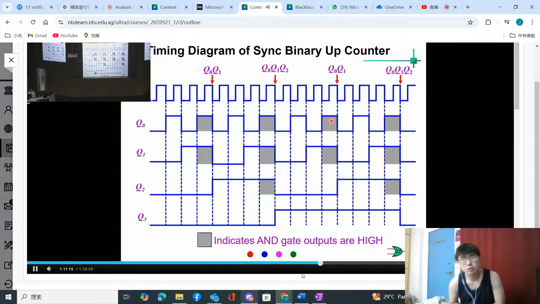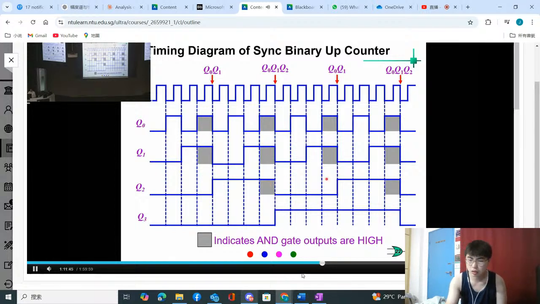When Q0 is equal to 1, Q1 will toggle. Then look at the Q1 and Q2 relationship. When Q0 and Q1 are both equal to 1, which is this state, Q2 will toggle.